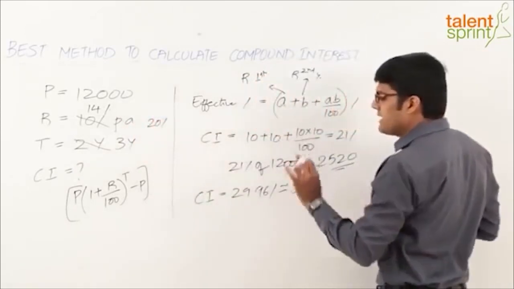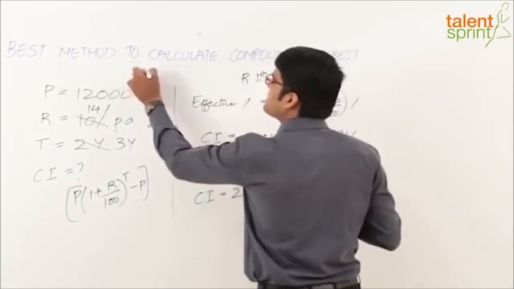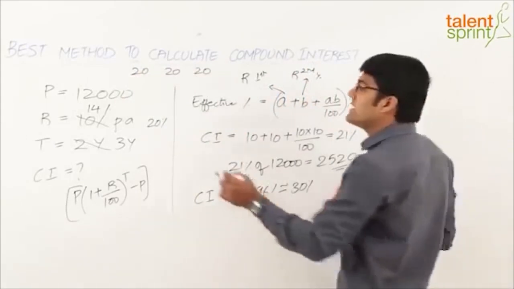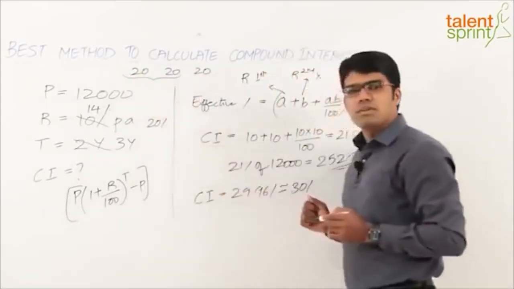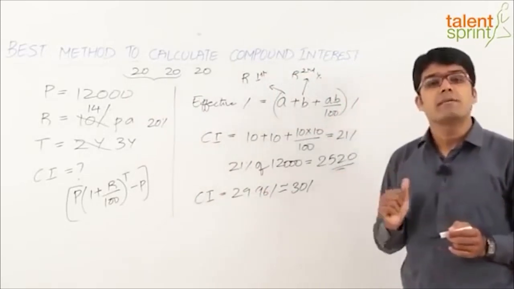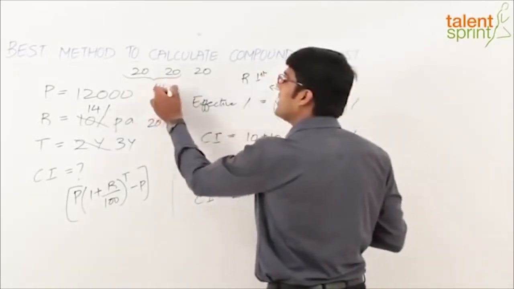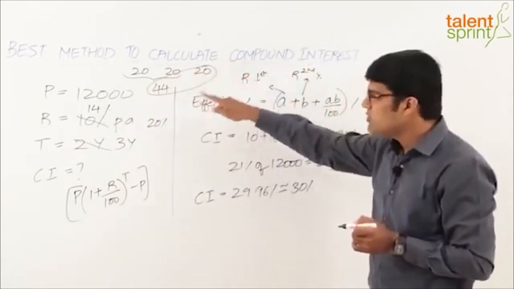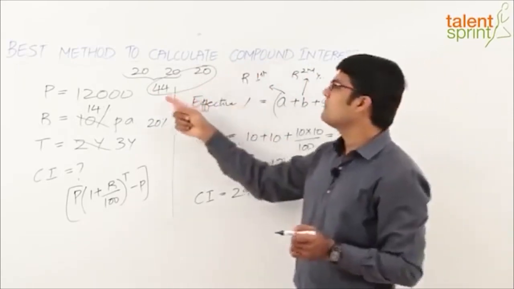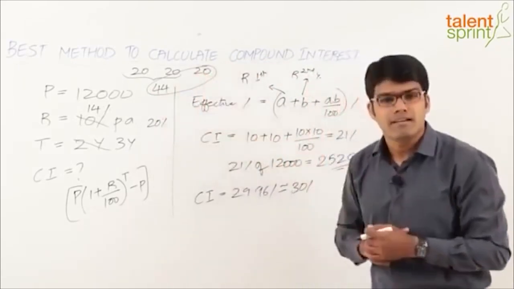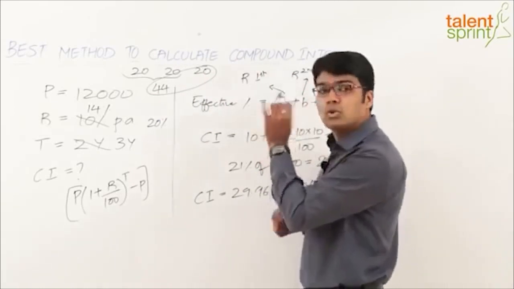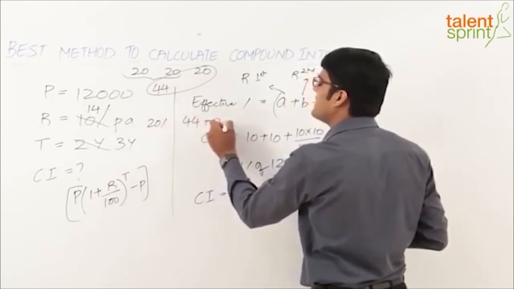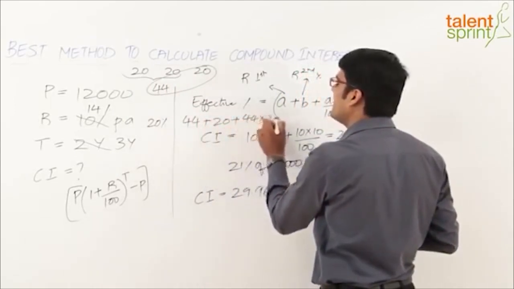What do we do? If you look at it, we have got three 20% here. 20% for the first year, 20% for the second year, and once again 20% for the third year. Let us first apply effective percentage for the first 2 years. 20 plus 20 plus 20 into 20 by 100. That gives us 44%. Now to this 44% and the left out 20%, that is the rate of interest for the third year, we should apply effective percentage once again. So 44 plus 20 plus 44 into 20 by 100, right? So that gives us the final and the total compound interest for all the 3 years. So the answer here will be 44 plus 20 plus 44 into 20 by 100.